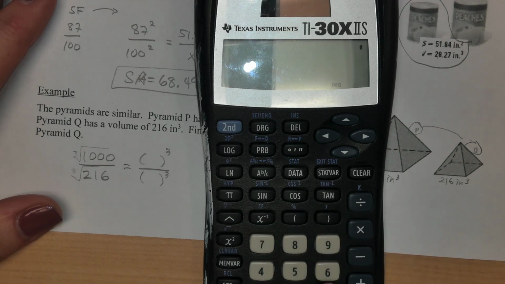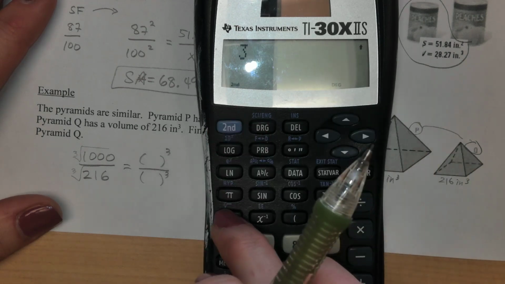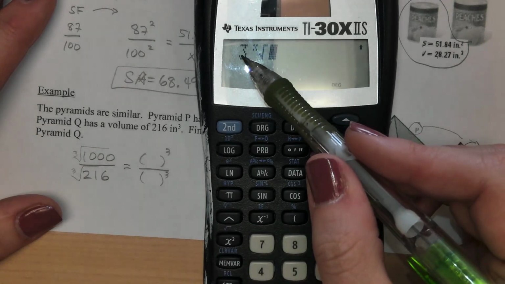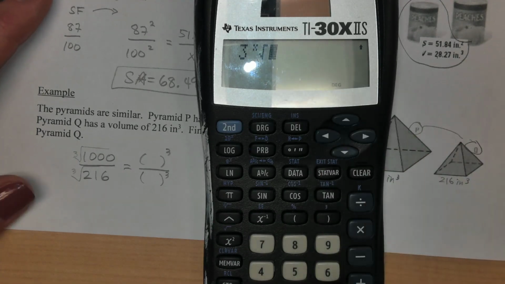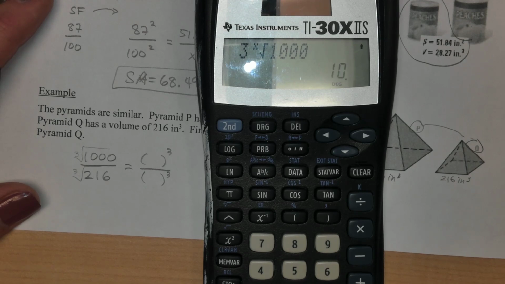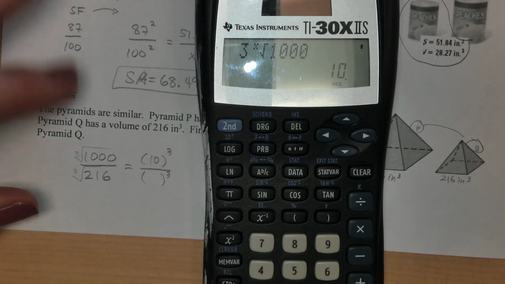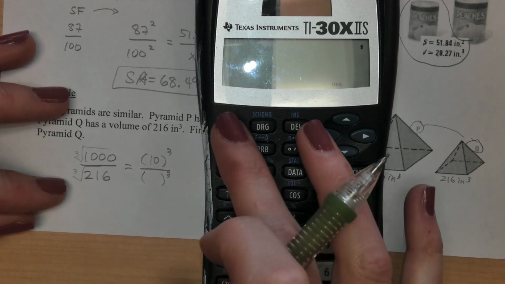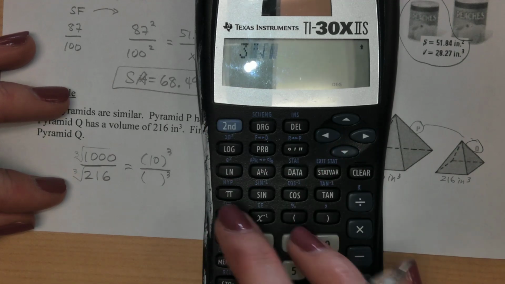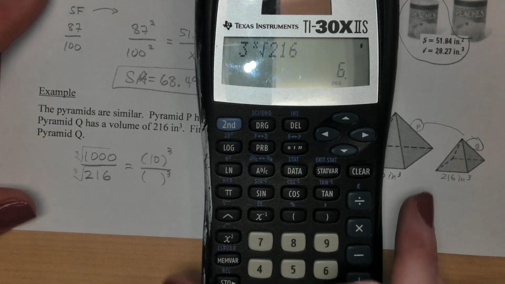So I'm going to hit a 3 first, and then second in that button, and it's telling you it's going to put the 3 right where that X is. So I'm going to do 1,000, and looks like that's 10. And I'm going to do the exact same thing. I'm going to find the cubed root of 216, and looks like that's 6.